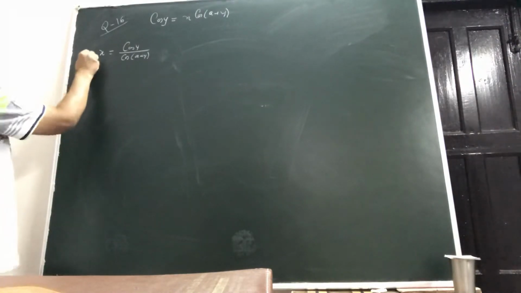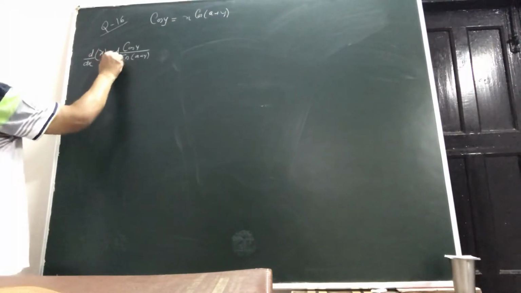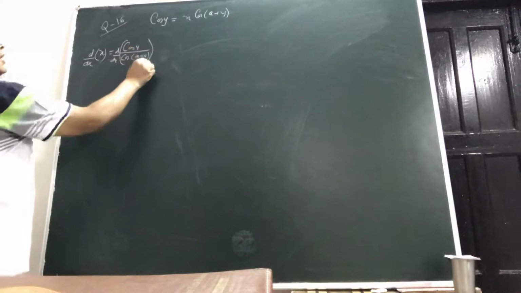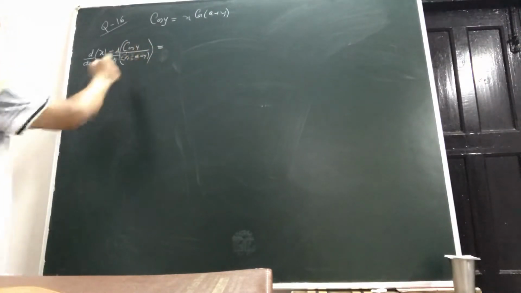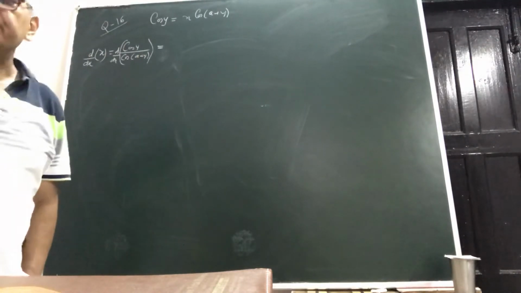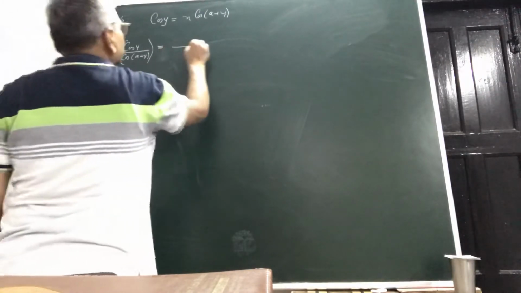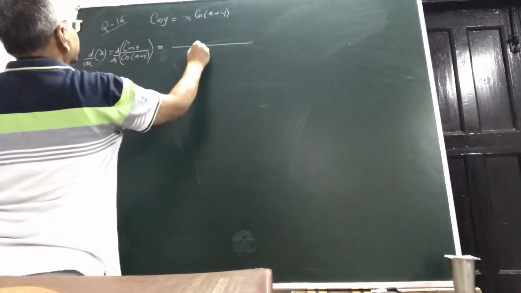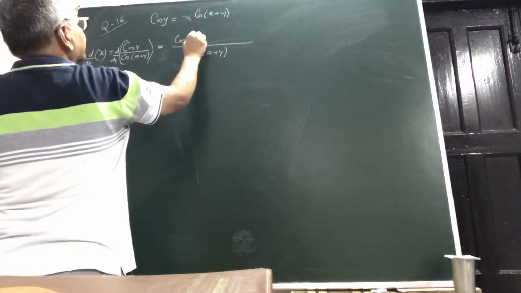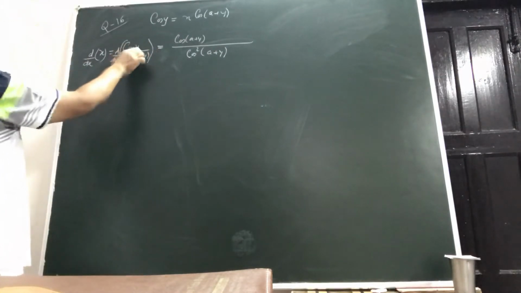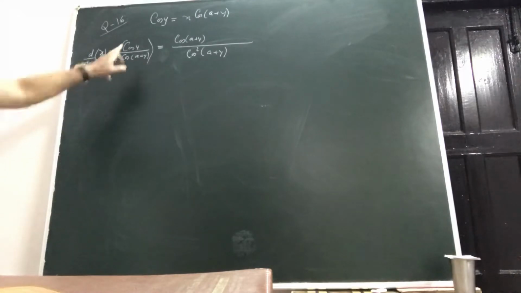So what I will get is d upon dx of x is equal to d by dx of this whole expression. Now this is in the quotient form, so you will apply the formula for the quotient form. Quotient form demands that you write denominator square here, then denominator cos(a + y), and then derivative of numerator cos y. Please see, cos y is to be differentiated with respect to x.